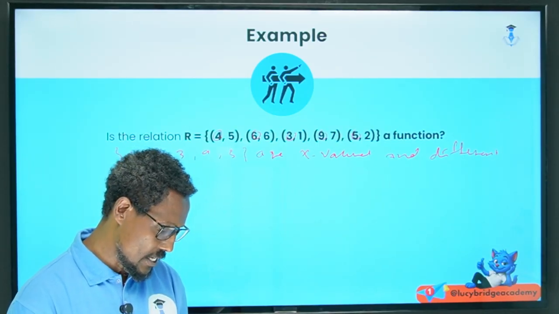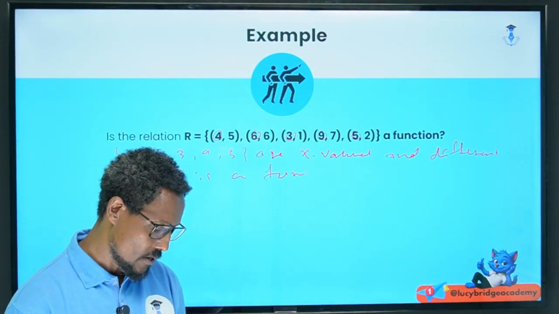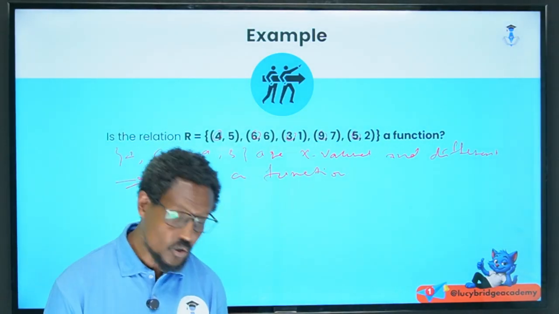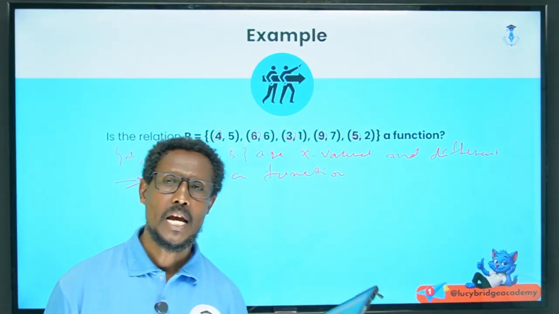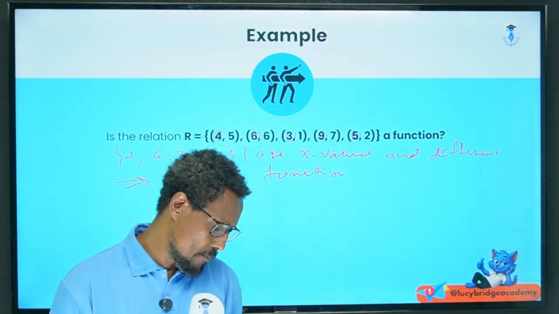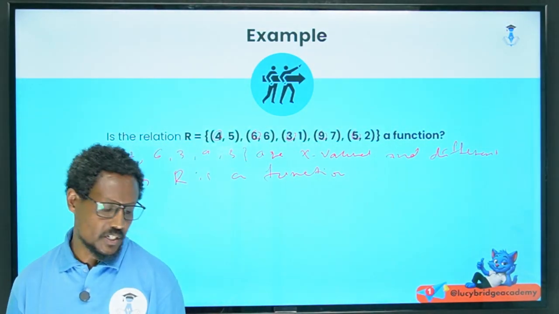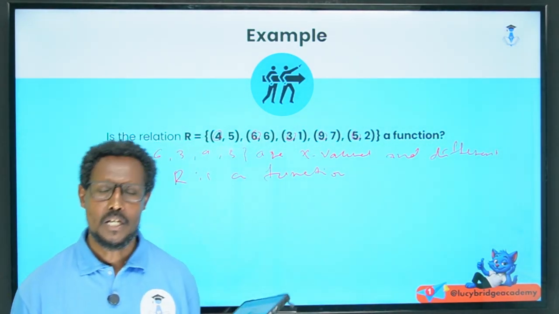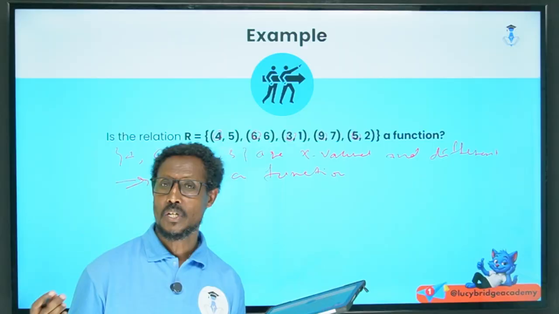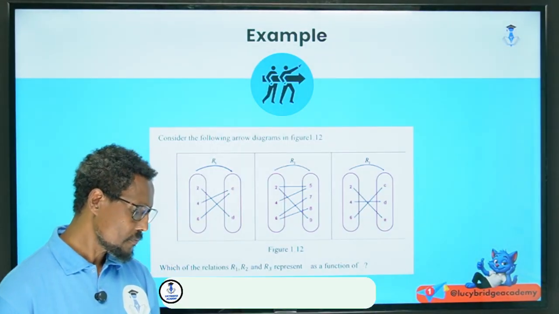This implies that R is a function. Yeah, no two distinct ordered pairs have the same first element. Okay, the first elements 4, 6, 3, 9, and 5 are different, therefore it is a function. If two of them had been the same, we would say R is not a function. So R is a function.